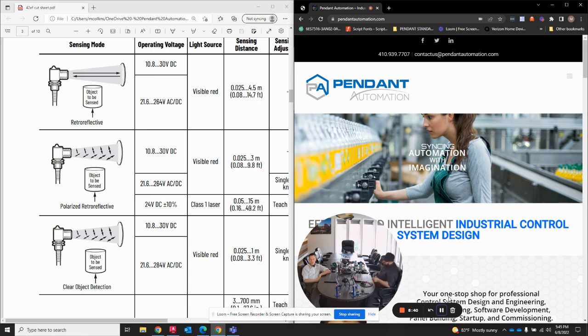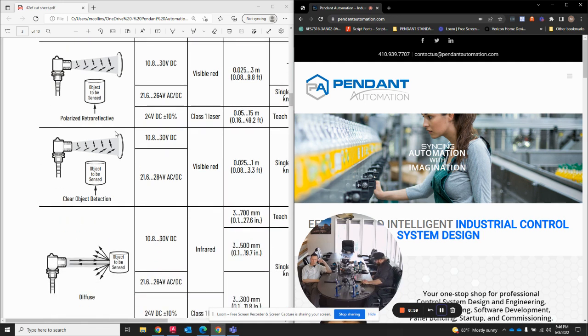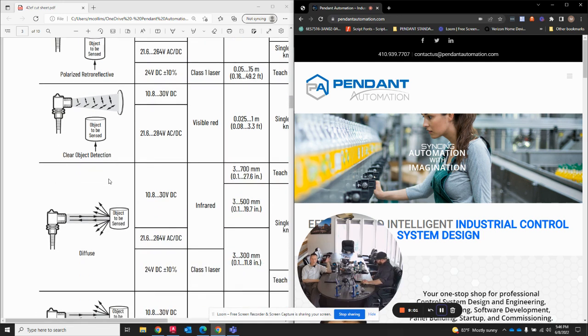I can't stress enough that the sensor only detects light refracted 90 degrees coming back into it, and a non-reflector is not going to do that. Yep. And then moving down on the list, the clear object detection is pretty much the same thing as the polarized retroreflective.